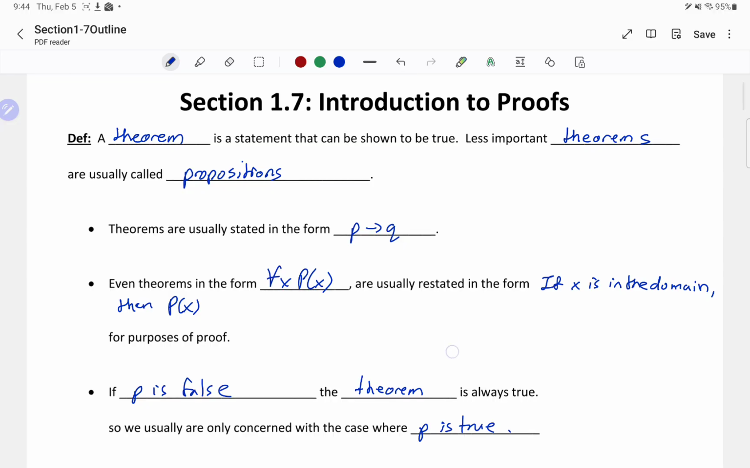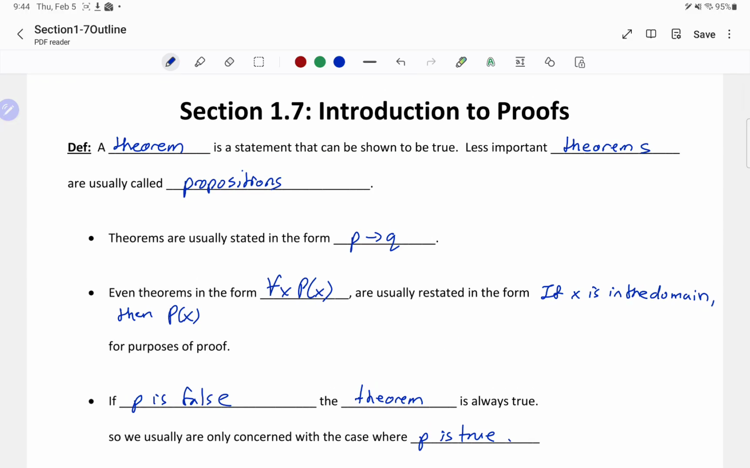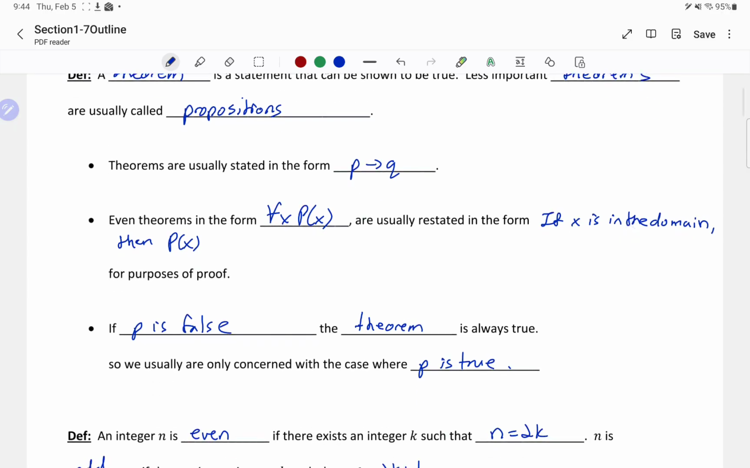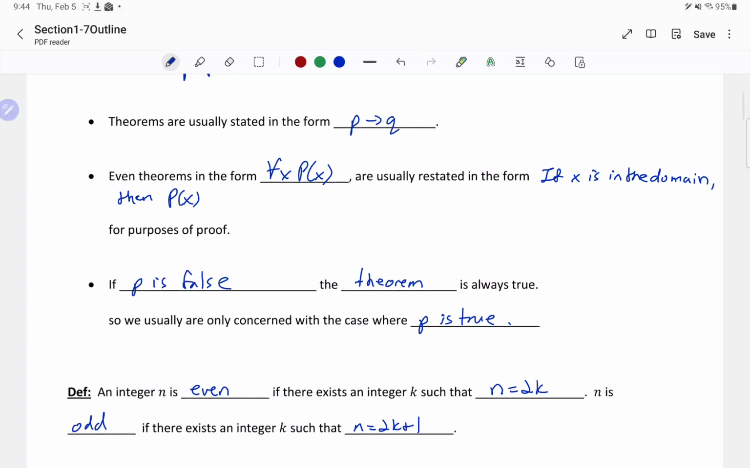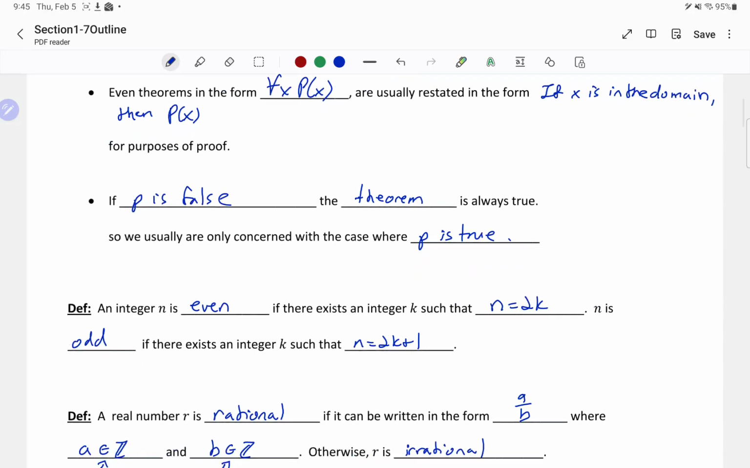Okay? So we said last time we're looking at theorems. Theorems are things that we can show to be true. And most theorems are stated in the form, if P, then Q. If some set of conditions are true, then some conclusion follows. Okay? And a lot of theorems will also be written in the form, for every x, P of x. Right? So for every x in the domain, some statement is true. But we'll usually restate that. We'll treat that as saying, if x is in the domain, then P of x is true. Okay? When we're trying to prove this.